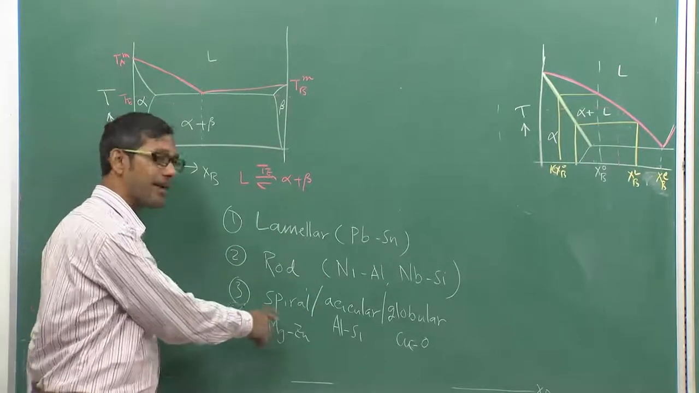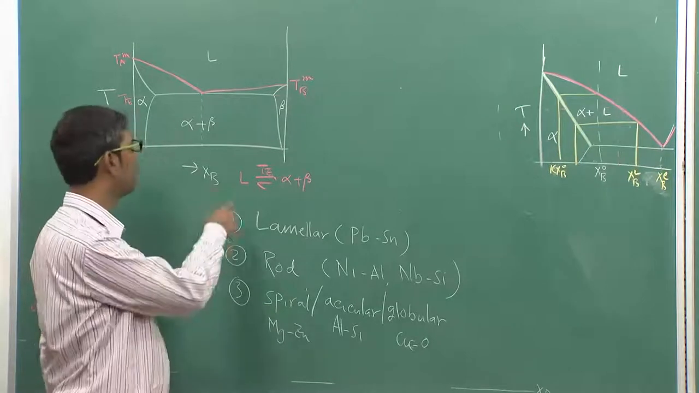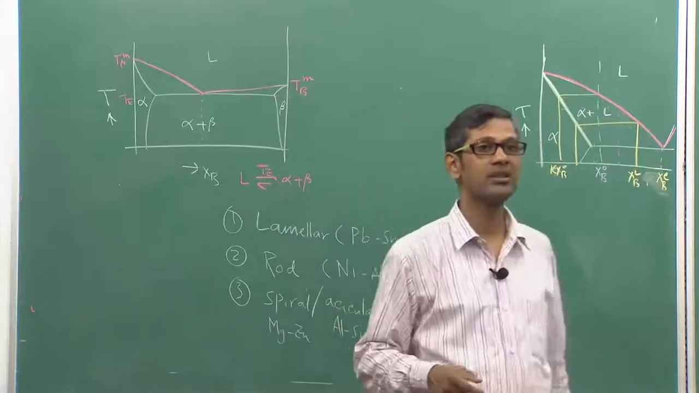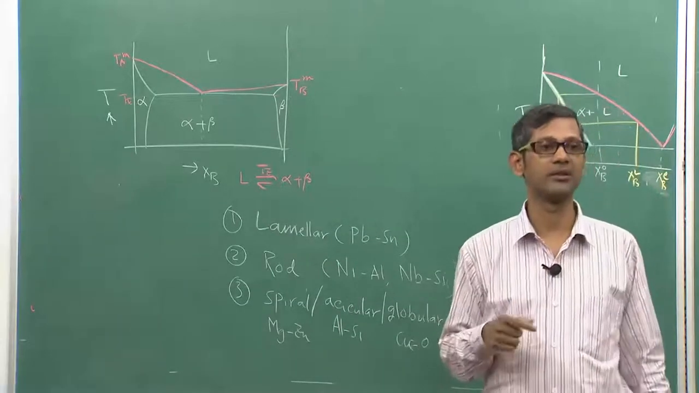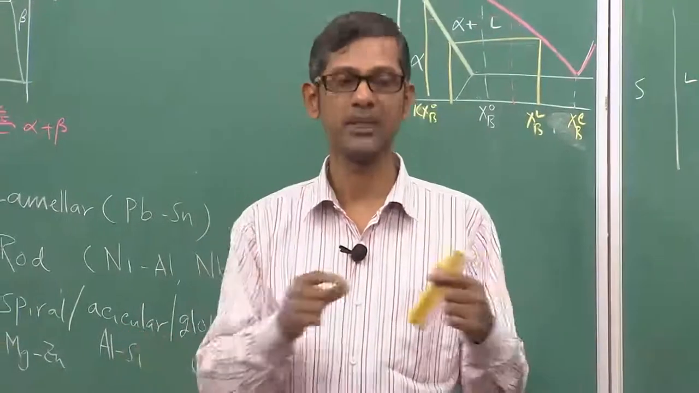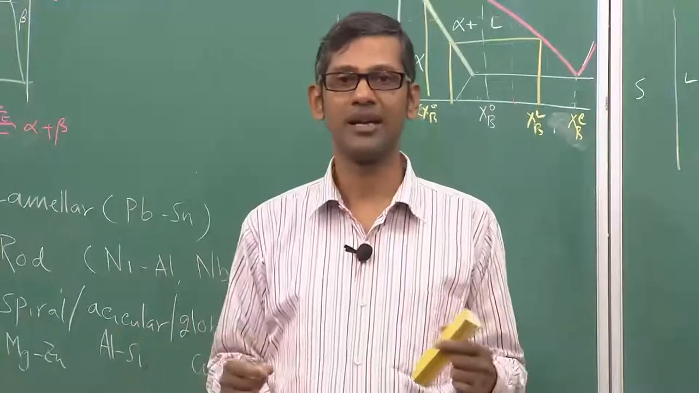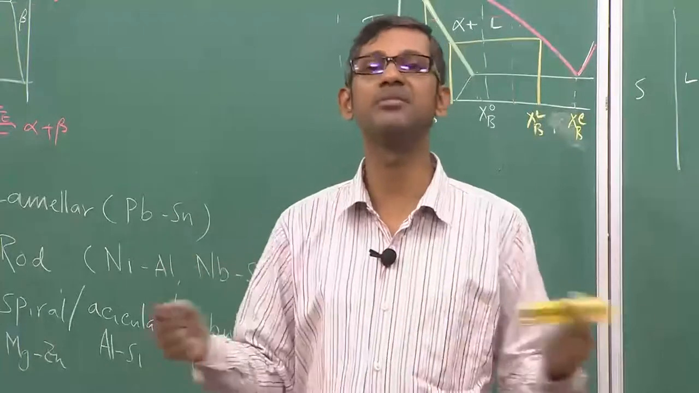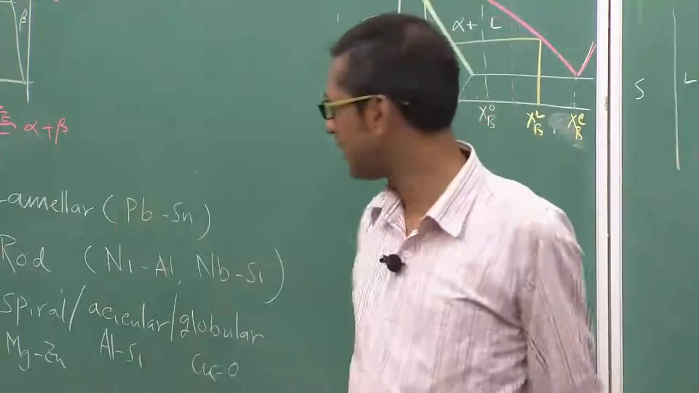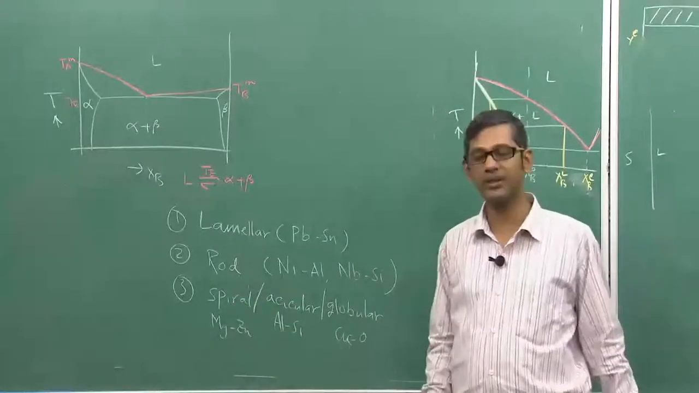You can also have a spiral if both the phases have different thermal expansion coefficients, then you have a spiral eutectic. Very simple, if I have a bimetallic rod of two metals, and if I start heating it up, because of the difference in thermal expansion coefficients, one will bend over the other. That is the way spiral eutectic forms.